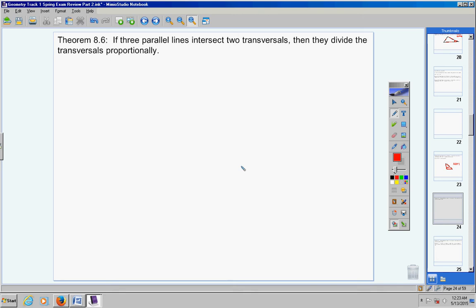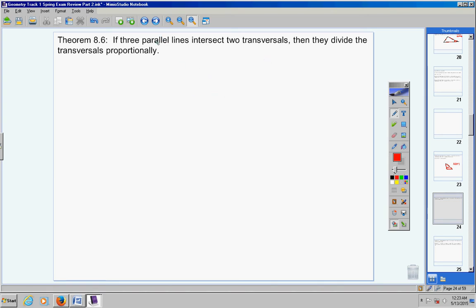If three parallel lines intersect two transversals, then they divide. And by the way, I would write this differently. I don't like how they've written it. I would say if three parallel lines are cut by two transversals, then the parallel lines divide the transversals proportionally. That's how I would say it, but either way is fine.